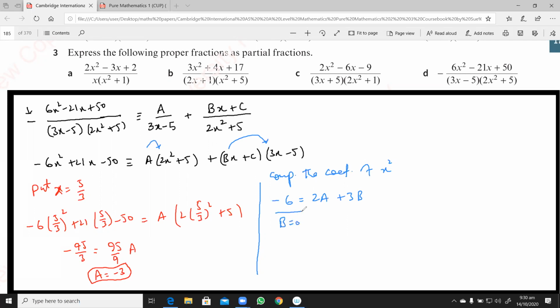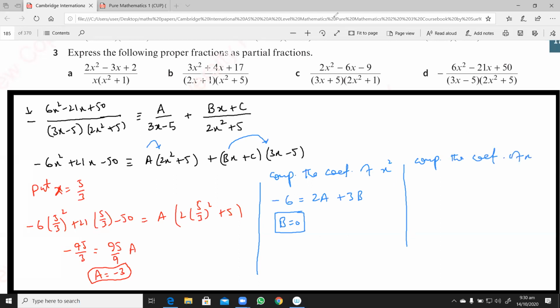Oh, this is just a coincidence. In the previous question, this b was 0, and now this is 0 as well. Okay. Now let us compare the coefficients of x. Though we can put any value like 0, 1, or minus 1 here, I want you people to get used to comparing the coefficients of x.